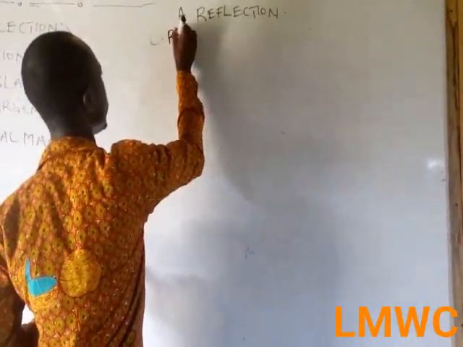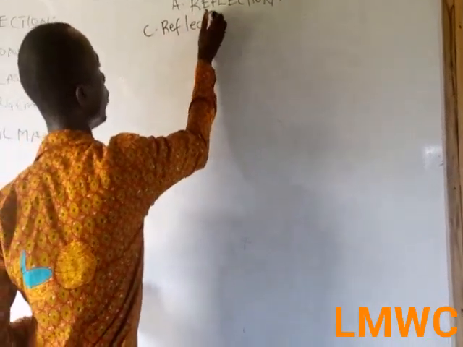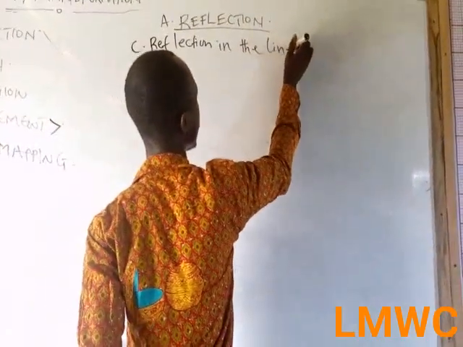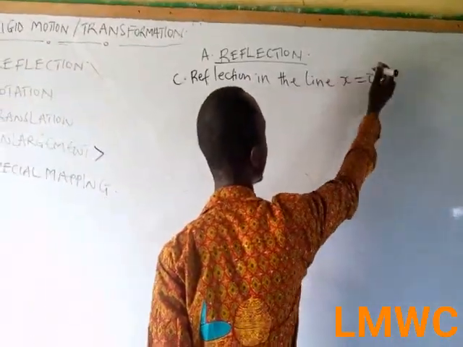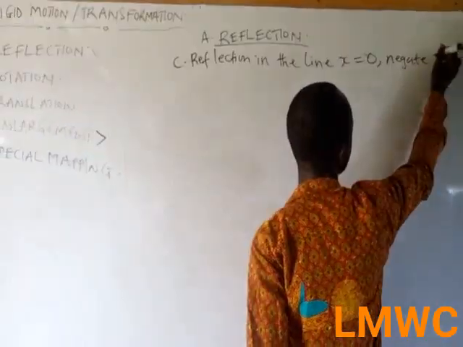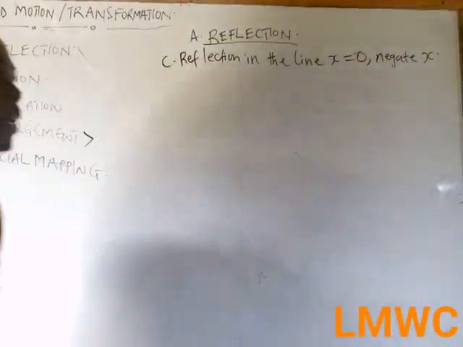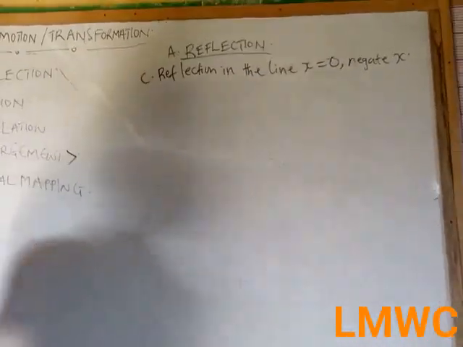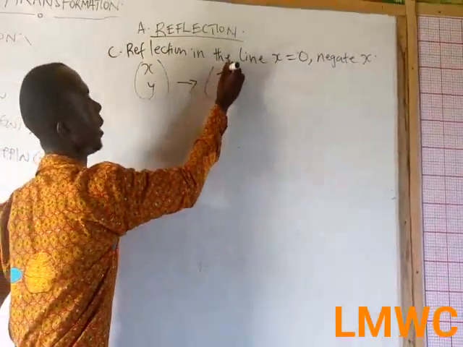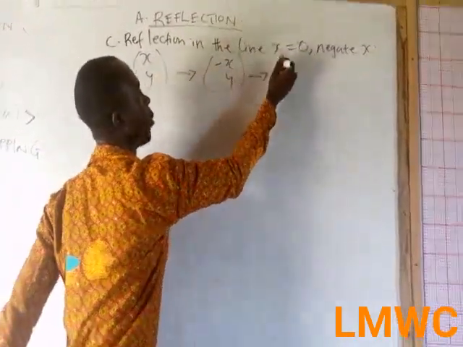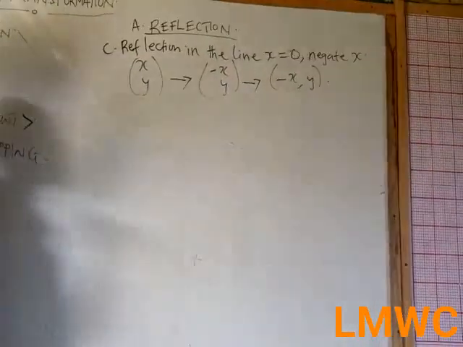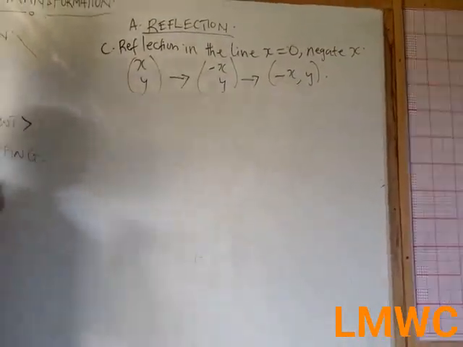So we have reflection in the line x is equal to 0. Under reflection in the line x is equal to 0, we negate x. Take note, anytime you hear of x is equal to 0, negate your x. The original point (x, y) becomes (-x, y). This is reflection in the line x is equal to 0.